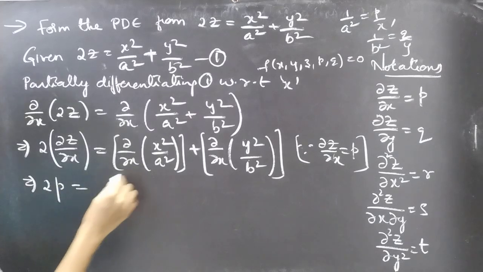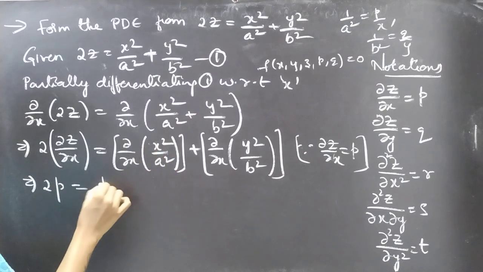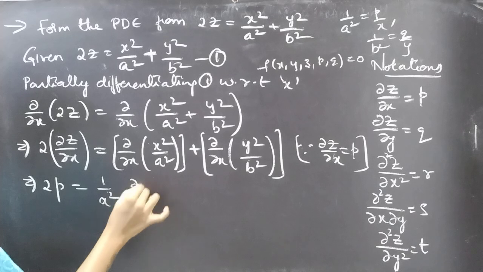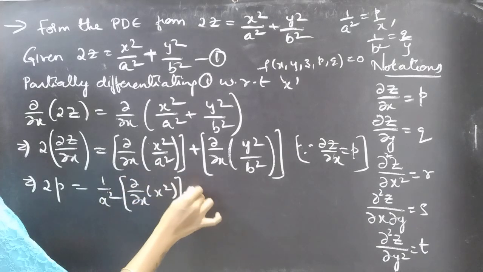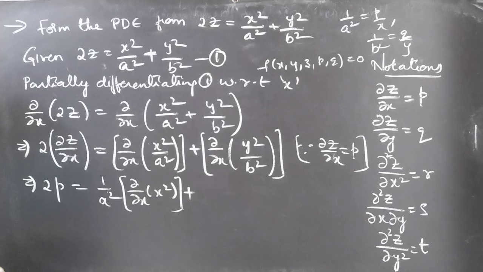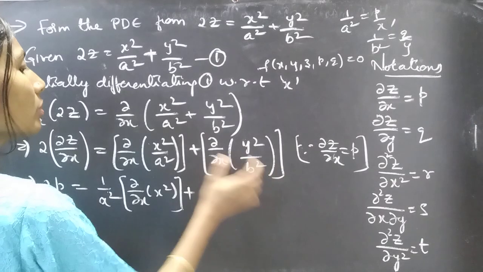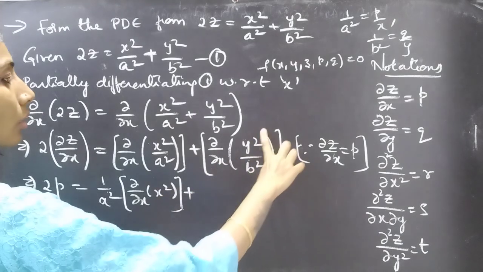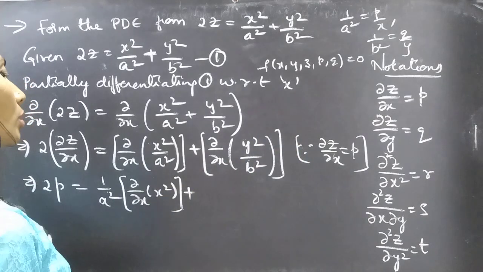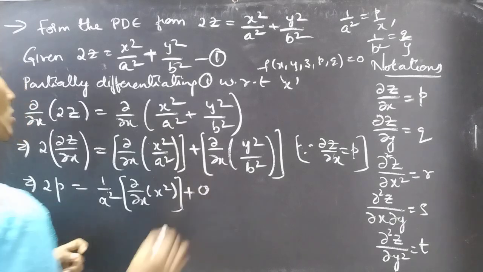You'll get p into, here 1/a² is constant, so we can write it as 1/a² into ∂/∂x of x², plus, since we are partially differentiating with respect to x, y will be treated as constant. Here y²/b² is treated as constant, so the partial derivative of a constant with respect to x is 0.